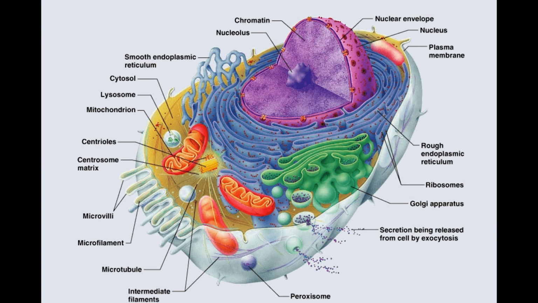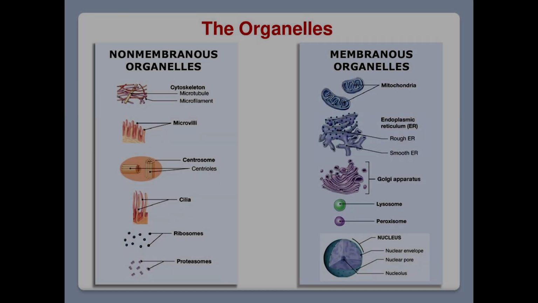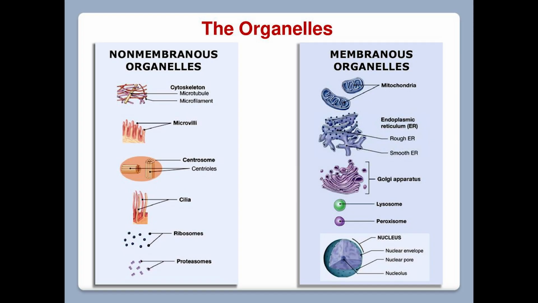Cell organelles. Organelles are divided into two types. Membranous organelles: Golgi body, endoplasmic reticulum, lysosomes, mitochondria, vacuoles, and plastids. Non-membranous organelles: ribosomes and centrosomes.